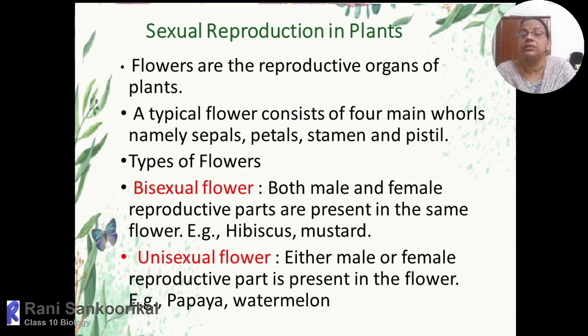Each stamen consists of a filament, and at the tip there is a sac-like structure called the anther. Within the anther, the powdery structures called pollen grains develop. The pollen grains are the male sex cell. So the male sex organ, collectively, is called the androecium. The androecium consists of many stamens. The stamen in turn is made up of filament and anther. Within the anther, the pollen grains develop. And the pollen grain is the male sex cell.